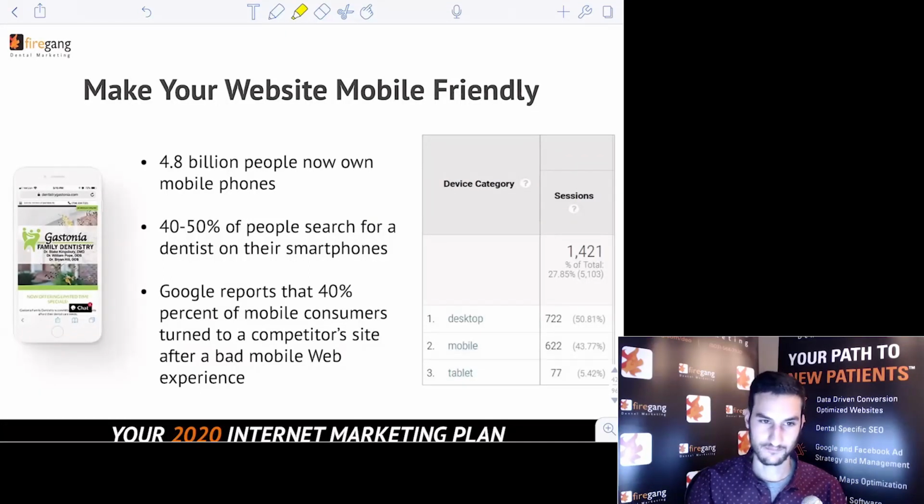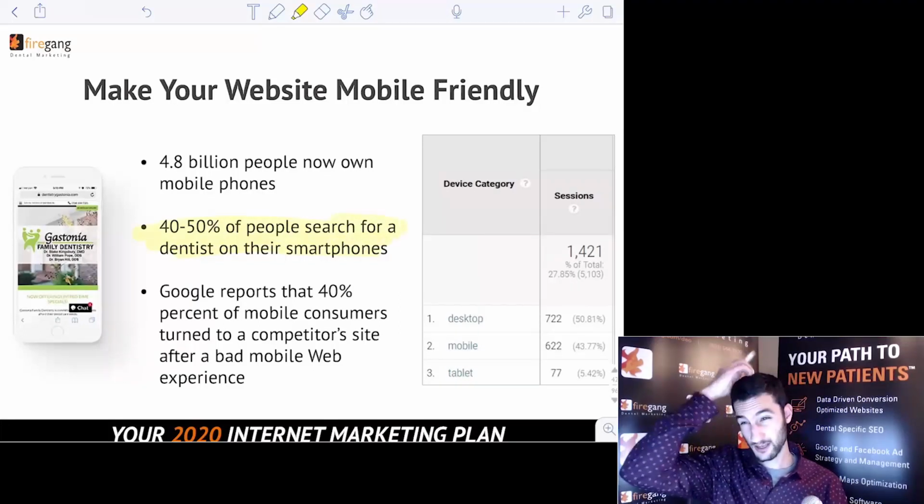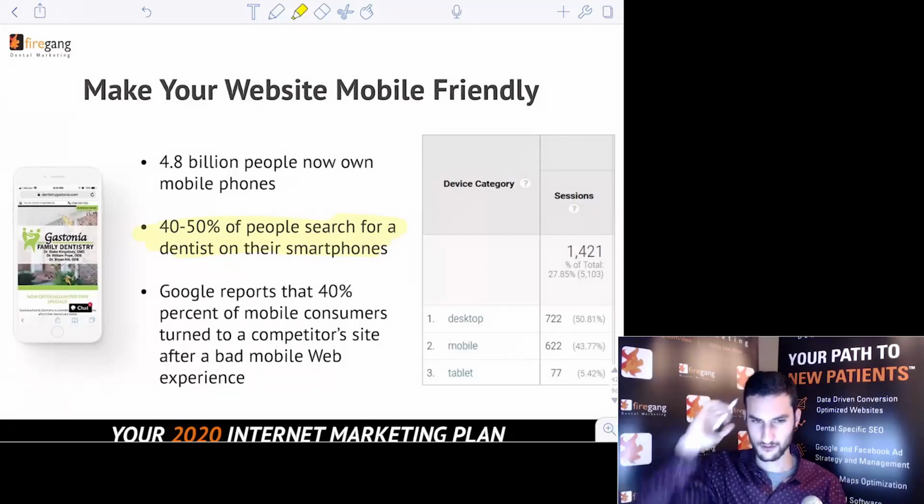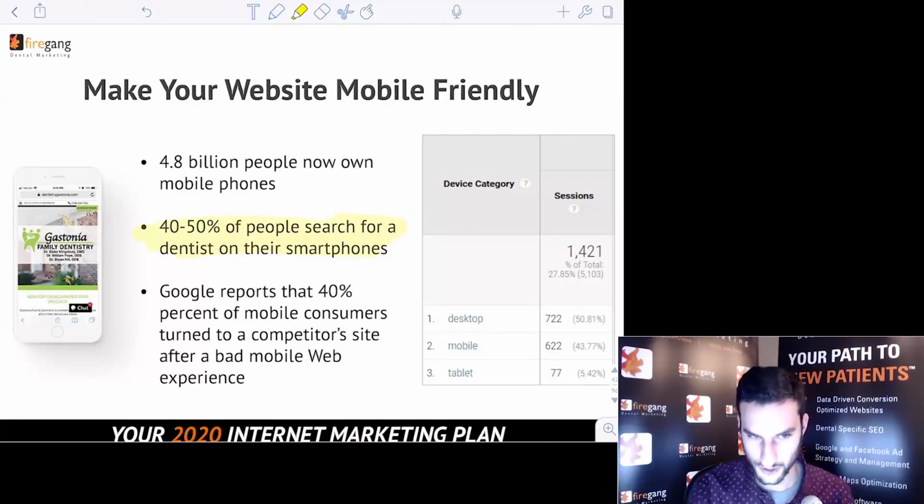Today, 40 to 50% of people are searching for a dentist on their smartphone. And it's continuing to go up. In 2020, I can't remember the last article I read, but I believe if not already, we're projected to be over 50% of all people searching for local businesses on their smartphones compared to desktop. So it's starting to eclipse desktop views, meaning the website has to be highly effective on a phone.